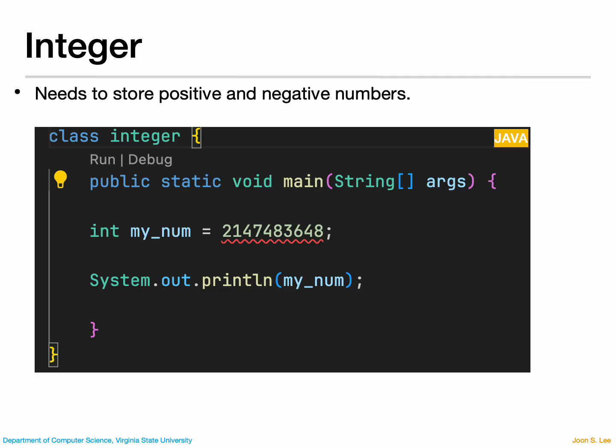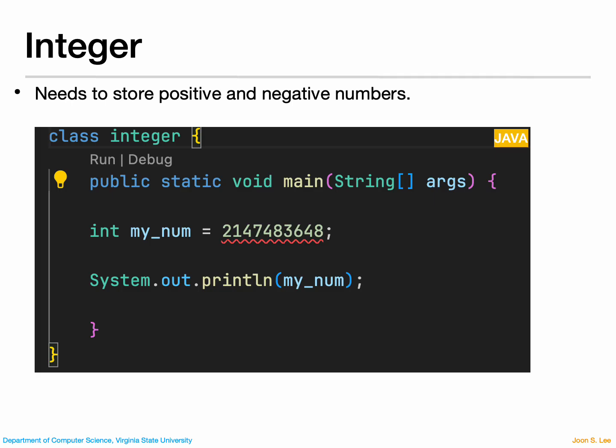Why? Because the maximum value for a signed 32-bit integer is 2,147,483,647. That's the highest positive number that can be represented when one bit is reserved for the sign. So when we go just one number higher, Java tells us the value is out of range. This demonstrates an important point.